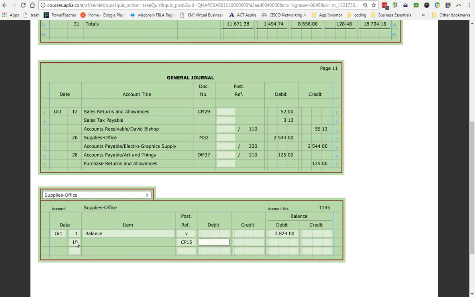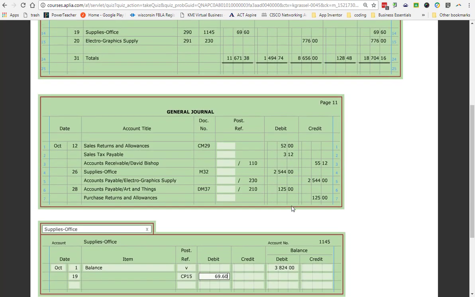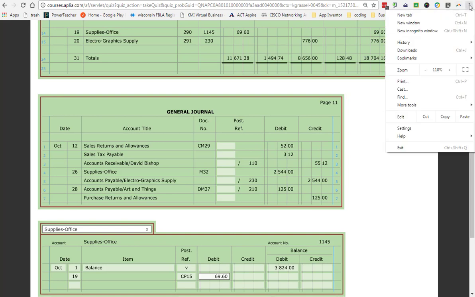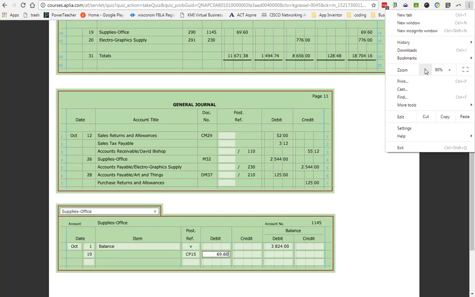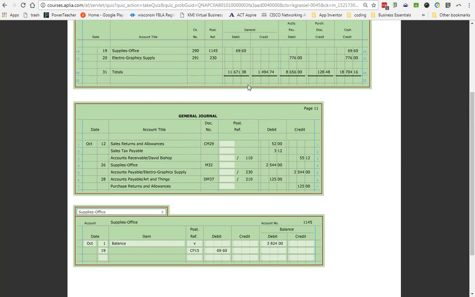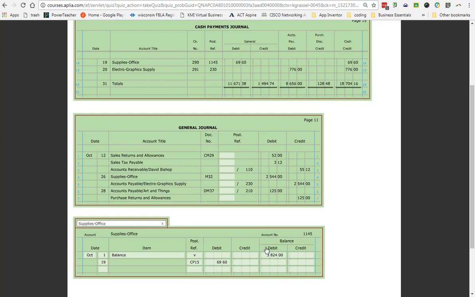15. And it's going to be 6960. Now, for me, I have to scroll up and down because I can't see it all. So what I would do is I would go here in Chrome and make it a little bit smaller so I don't have to scroll as much. That is a nice feature that you can do. So I put 6960 in there.